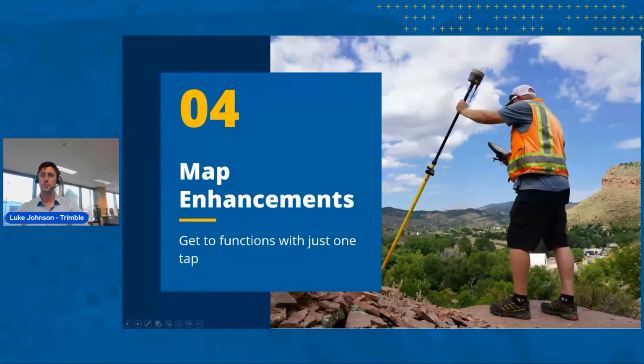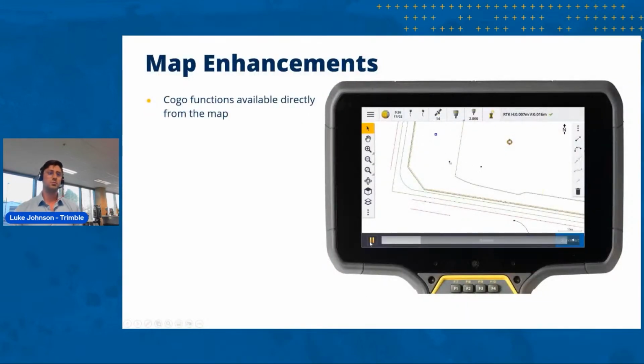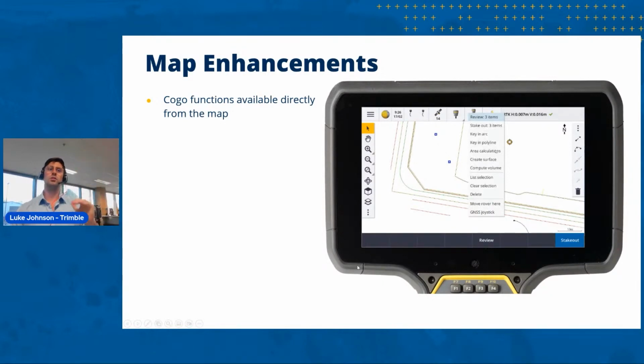There have been a few map enhancements too with the newer screens in Trimble Access. One of the really important ones is that all the COGO functions are now available directly from the map. If you select things in the map and then tap and hold the screen, you'll be prompted with a menu that gives you everything you could do with that. Here I'm going to select 3 points, tap and hold the screen, and you can see all the options that are available from those 3 points.